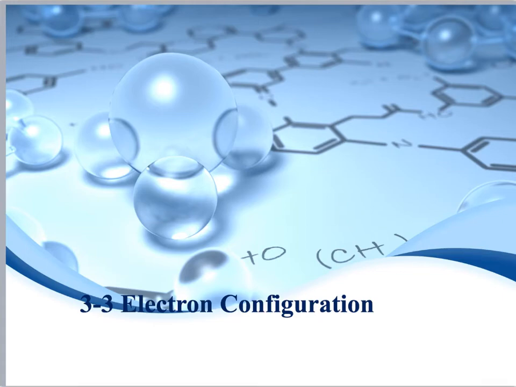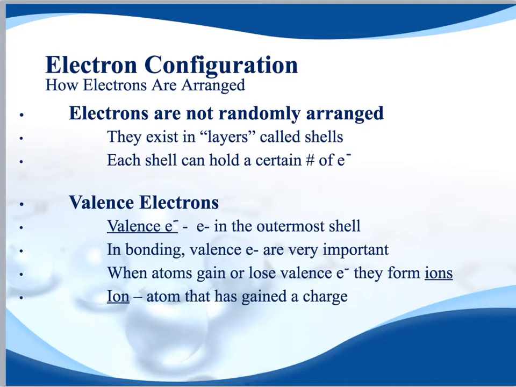Section 3 from Unit 3 talks about electron configurations. Electrons are not arranged randomly in an atom. They kind of exist in layers that we call shells. So if we think of this as the nucleus here, and outside of that, we have these kind of shells that develop.